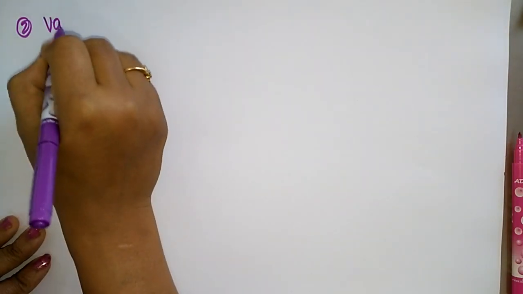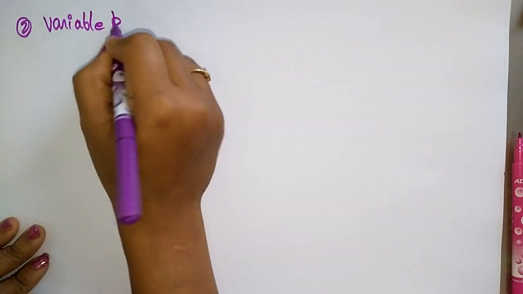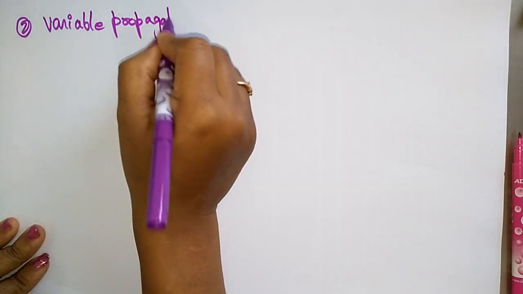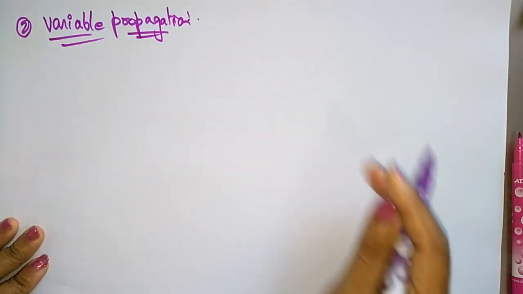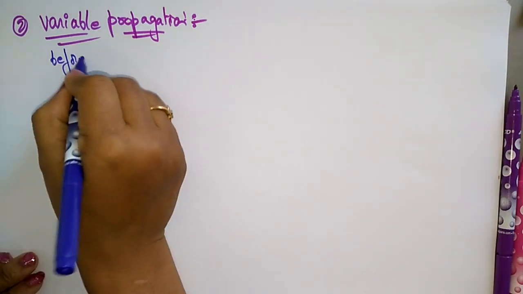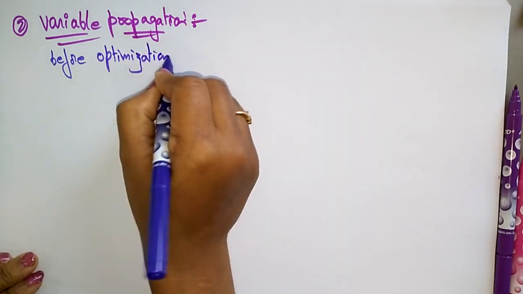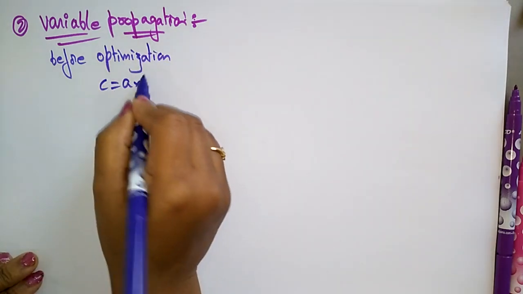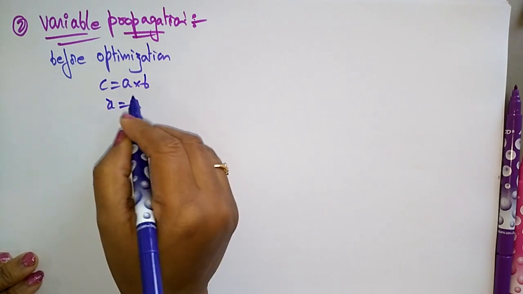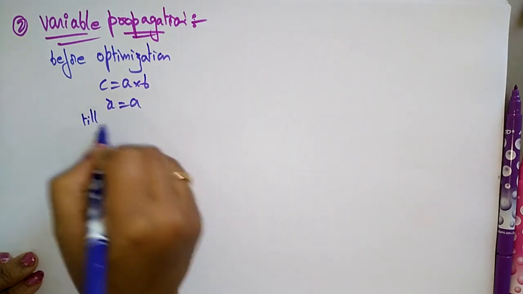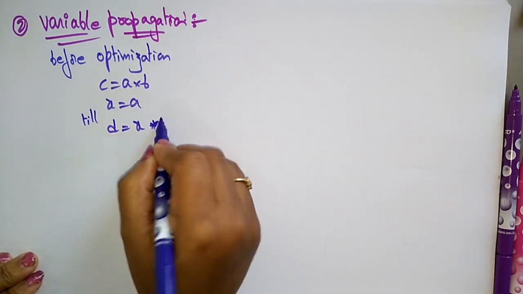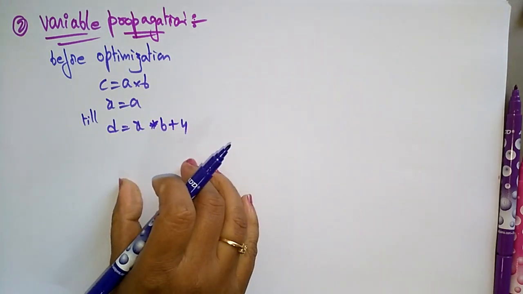So next is the variable propagation. What do you mean by variable propagation? The second one is variable propagation. Let me take an example to explain this. Before optimization, let's take the code: C is equal to A into B and X is equal to A, and D is equal to X into B plus 4. So this is before optimization.